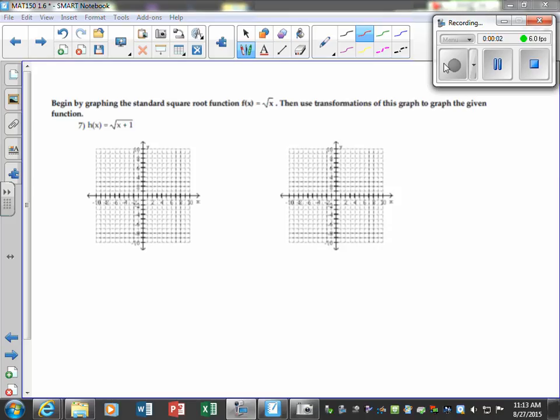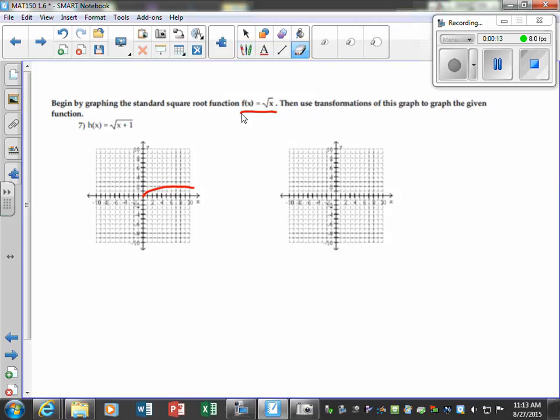Okay, so we pick back up with example number 7. The standard is the square root function. So square root of x. Try to do a little bit better there.